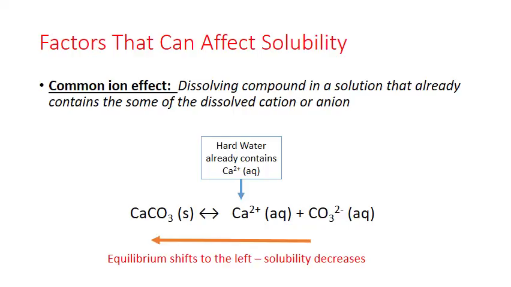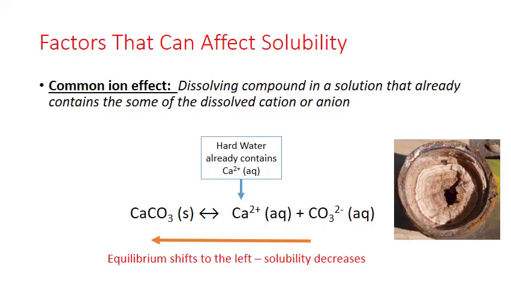So this is why we get a lot of deposits on bathroom surfaces and water pipes in areas that contain hard water. The metal ions in solution push the solubility equilibria of metal-containing carbonate and hydroxide compounds in the water to the left. So these compounds actually precipitate out of solution. And that's what we see in this picture.